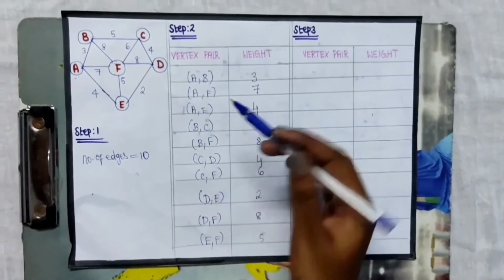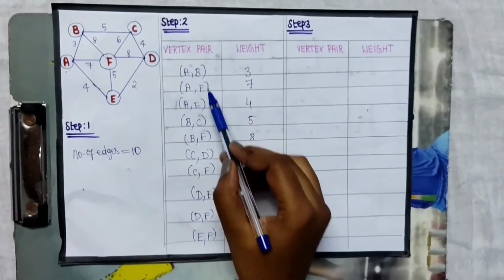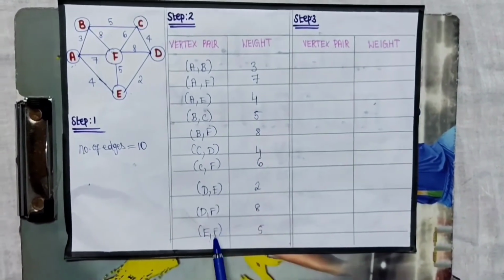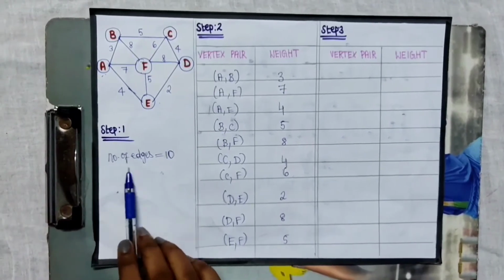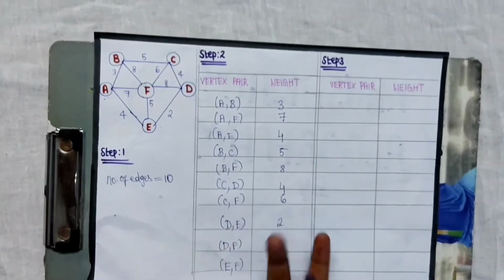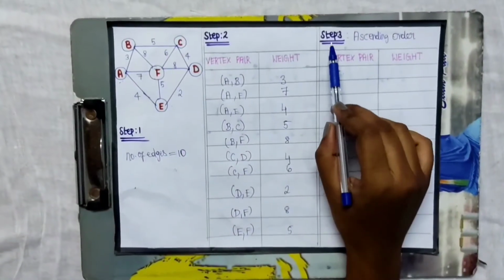Count all these vertex pairs. It must be equal to the number of edges. For example, 1, 2, 3, 4, 5, 6, 7, 8, 9, 10. So, here we have 10 vertex pairs, and that must be equal to the number of edges. So, you can cross-check it. Now, coming to step 3.